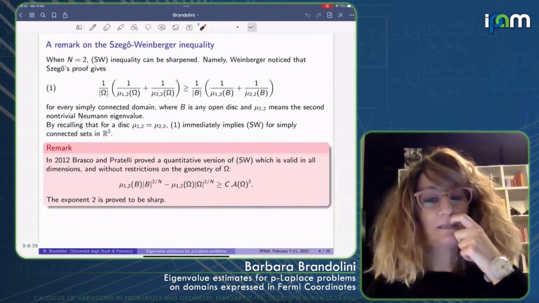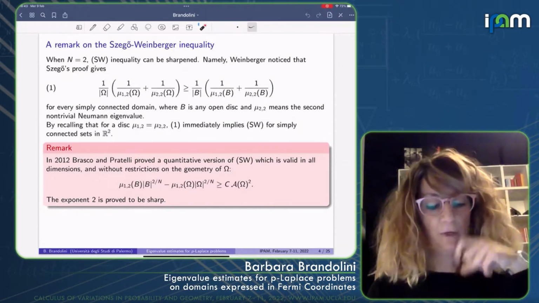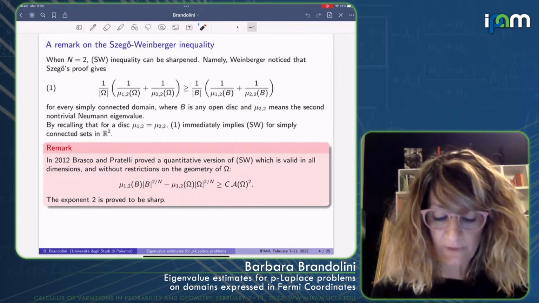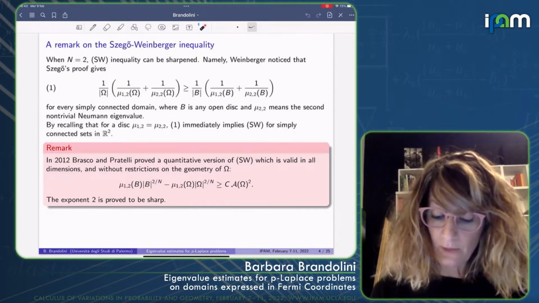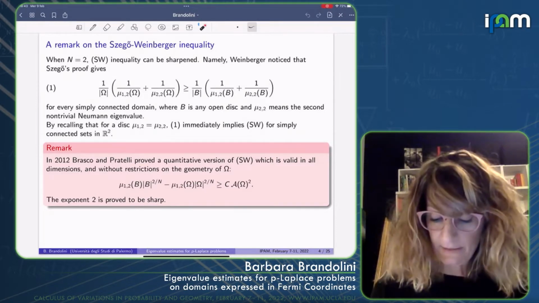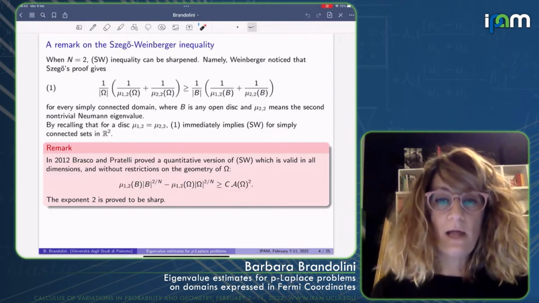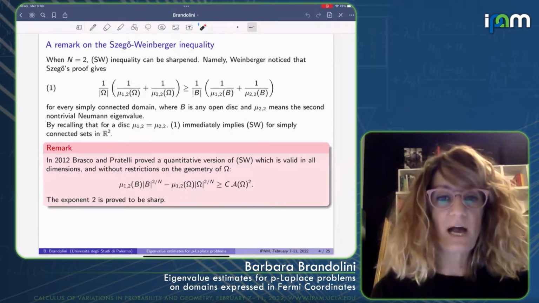If we want a quantitative version of the original Szegő-Weinberger inequality, then we have to wait until 2012, when Brasco and Pratelli proved this quantitative version, where here in the right-hand side, we see a positive constant C times, again, the Fraenkel asymmetry to the power 2. And what is really interesting here is that the exponent 2 is proved to be sharp.